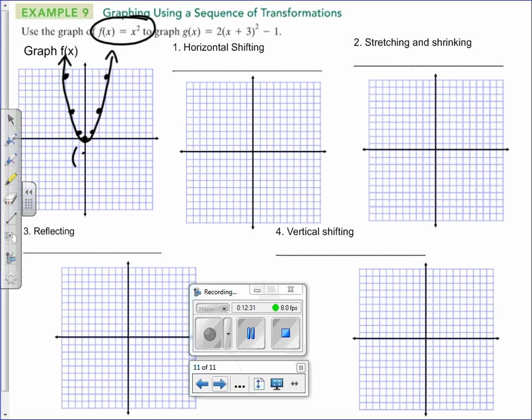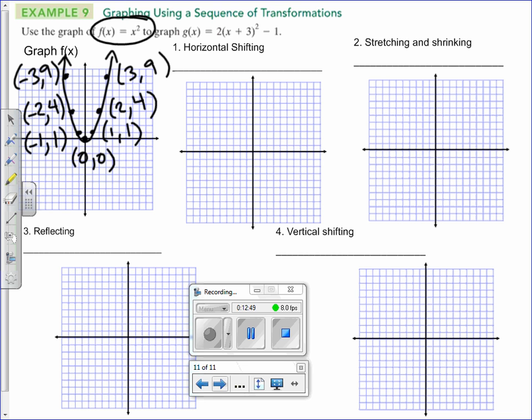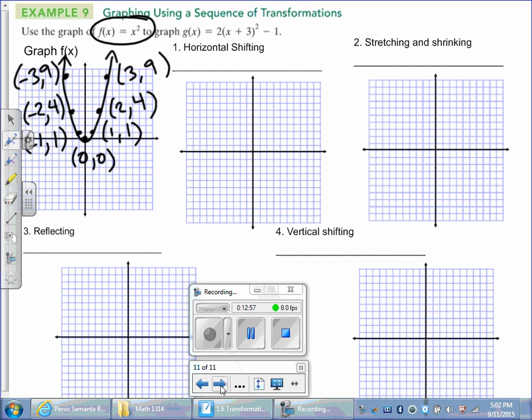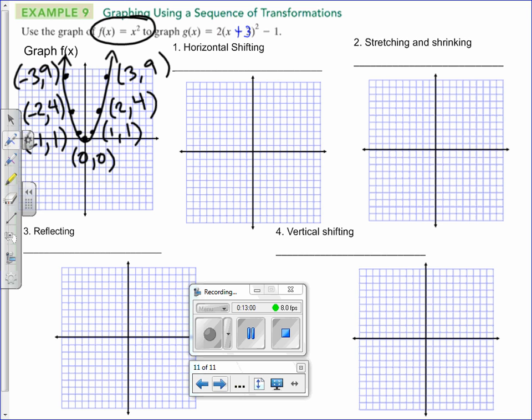We already know the points: 0, 0, 1, 1, 2, 4, and 3, 9. Here we have -3, 9, -2, 4, and -1, 1. So those are going to be our reference points. So for the horizontal shifting, that one is given by the +3, and that tells me that we're going to subtract 3 from x, from every x.